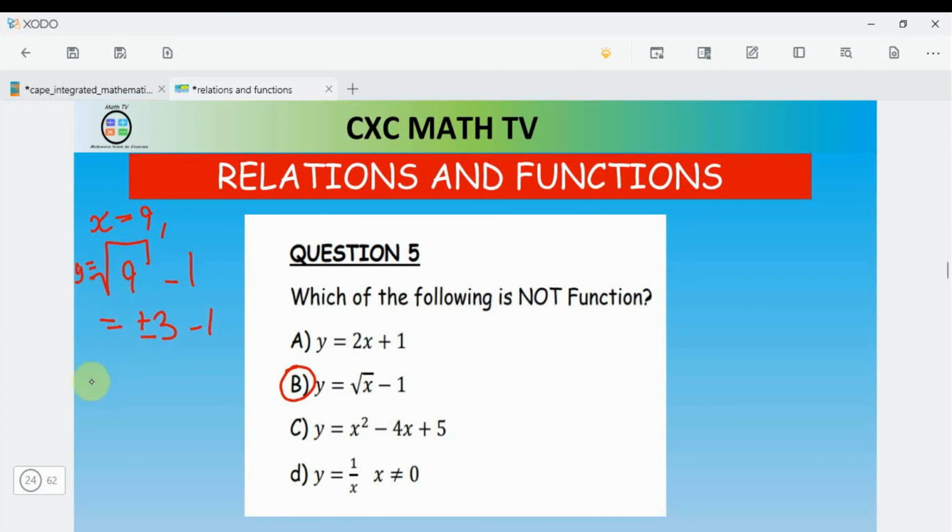In that case, we're getting two y values. We'd be getting y equal to 3 minus 1, which is 2, or we'd be getting y equal to minus 3 minus 1, which is minus 4. In that case, we're saying that (9, 2) is a point and (9, -4) is a point. So when x is 9, you're going to get two y values, and so that cannot be a function. Nice.